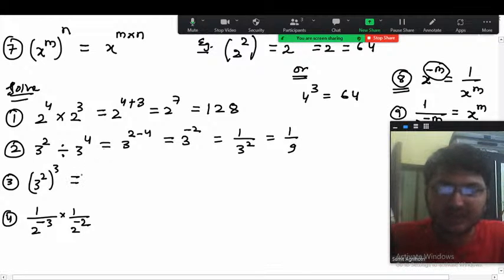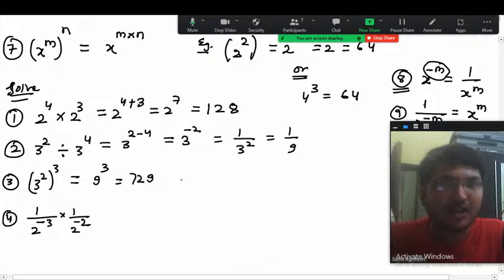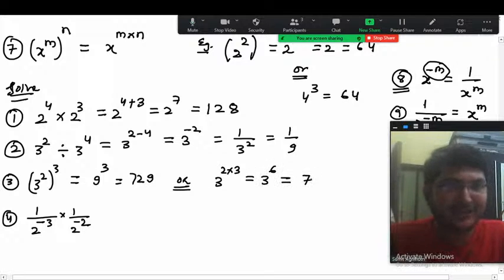In the third one, either we can do this thing, 9 raised to the power 3, that is 81 times 9, that is 729, or we can even do like this, 3 raised to the power 2 into 3, that is 3 raised to the power 6, and that will be 729. If you want to calculate, you can. Okay, these are 2 ways.